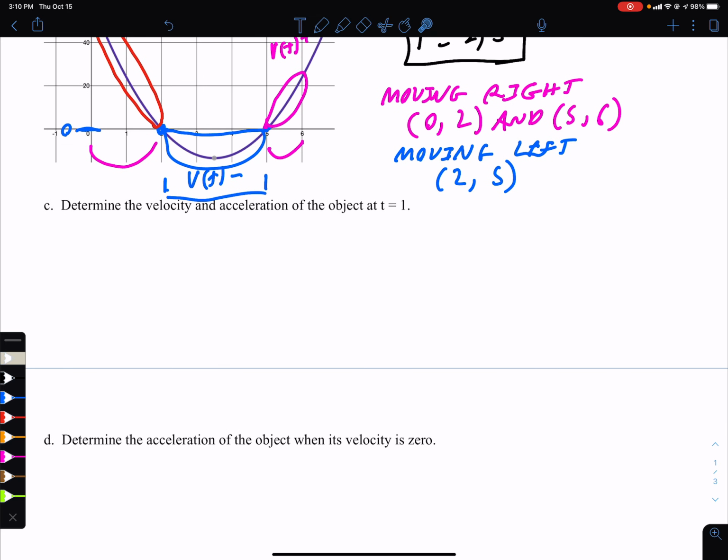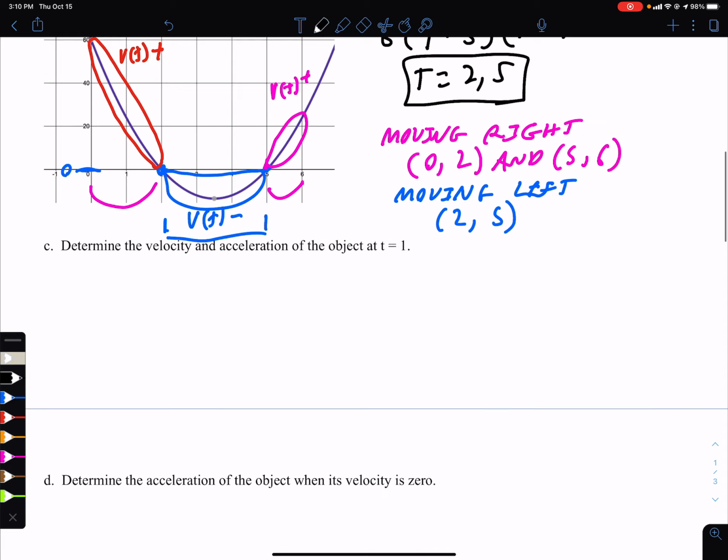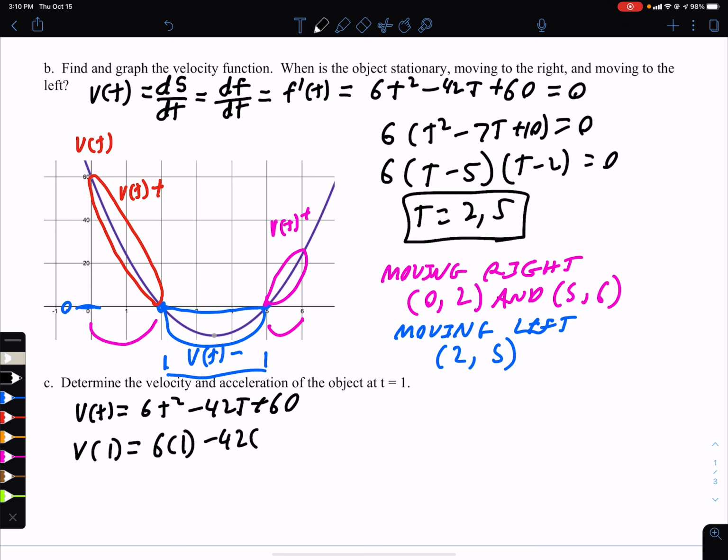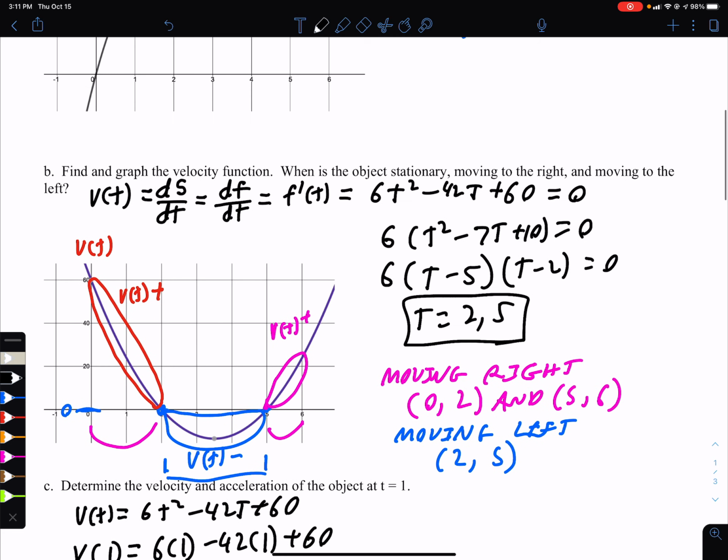Part C, determine the velocity and acceleration of the object at t equals 1. Well, we already have the velocity function. We just found that. So v of t is 6t squared minus 42t plus 60. So if we want that at 1 second, we just plug in 1 and we get our answer pretty quickly. So that's going to be 6 minus 42 plus 60. I'm getting 24. And the units. Okay, let's talk about the units for velocity.